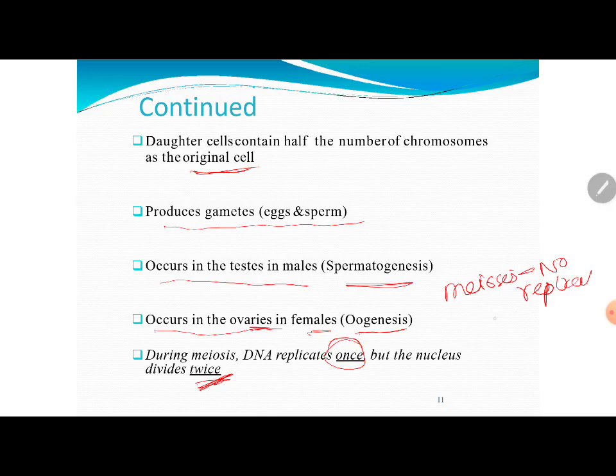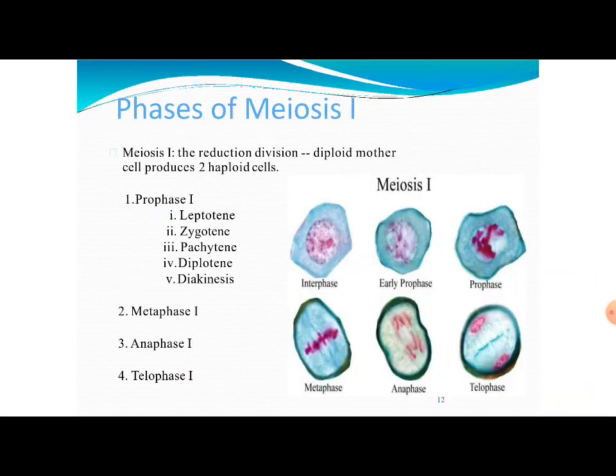Only what happens is, there is exchange of material between the non-sister chromatids. We will see in detail, because the prophase 1 is the longest phase, and that is where the crossing over, terminalization, everything takes place, and exchange of material takes place. Okay, so after that they do divide and 2 nuclei are formed, but the cytoplasm does not divide. In this stage it goes into second division. So what happens is, the nucleus divides twice, but DNA replicates only once.